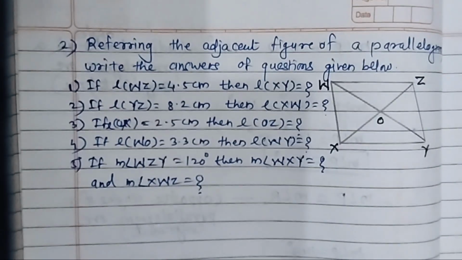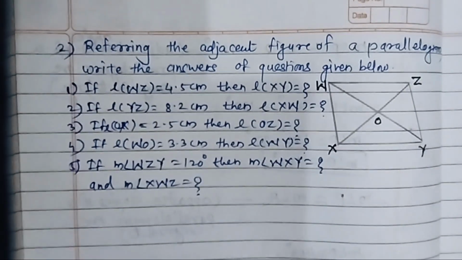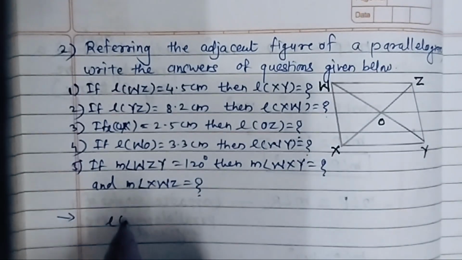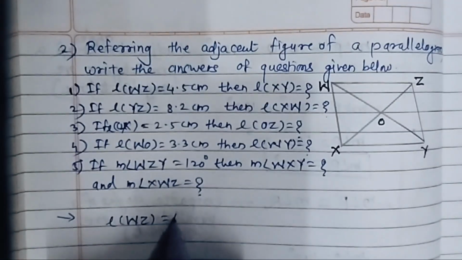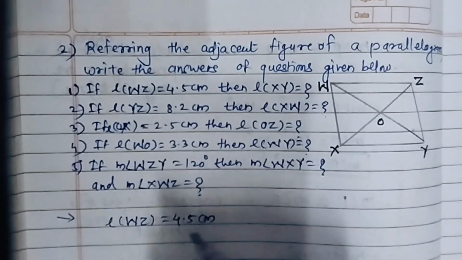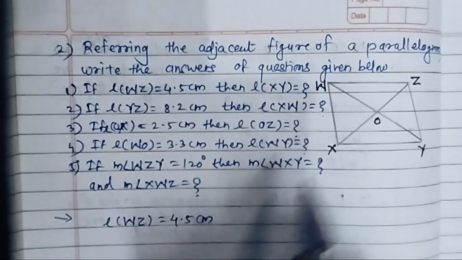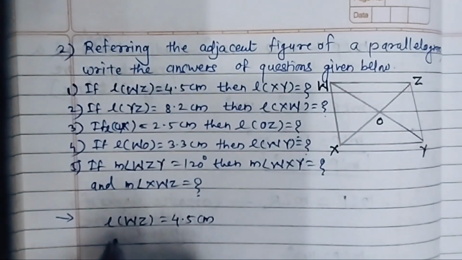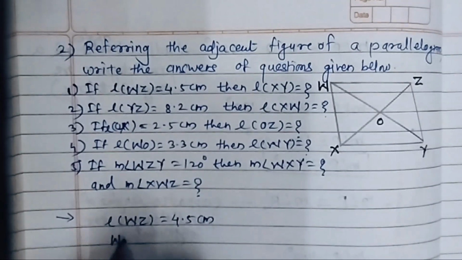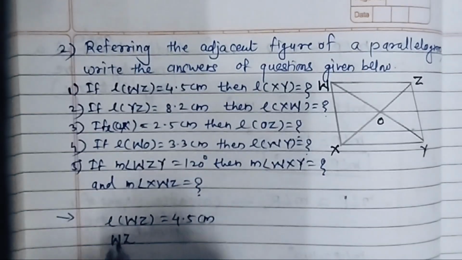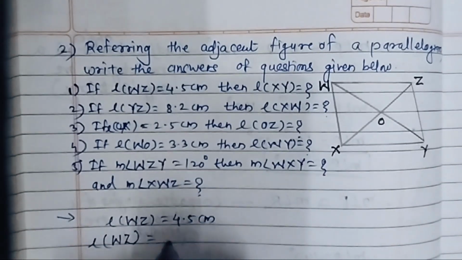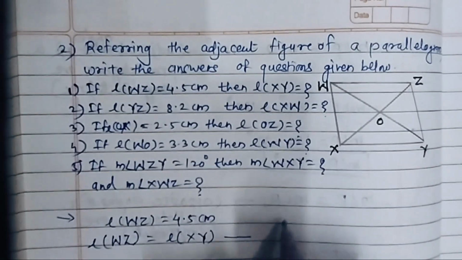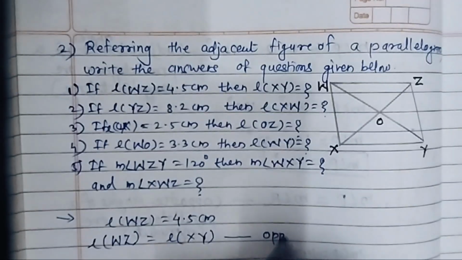Let us solve all examples one by one. Here the first is given as the length of WZ is equal to 4.5 cm. WZ is 4.5 cm. What is its opposite side? XY. So here we write: length of WZ is equal to length of XY, because we write the reason as opposite sides of a parallelogram are congruent.